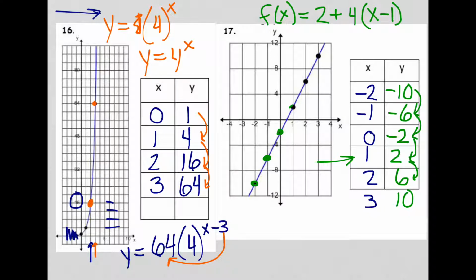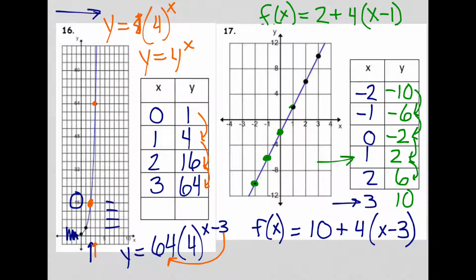I could have written a different equation with this also if I wanted to, like we've been doing with geometric. Let's use this row. I'm going to use 10 as my value, but I'm still adding 4 every time, and this is going to be x minus 3 because I used the third term to write that equation.